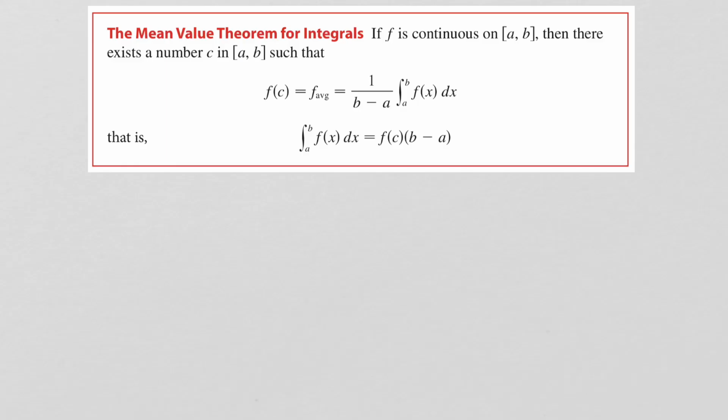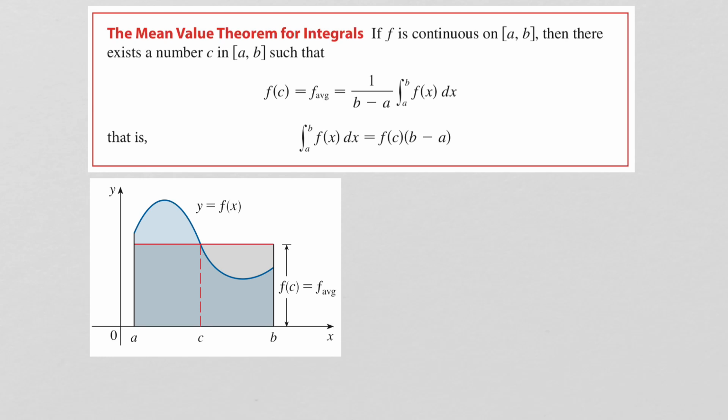Next, we have the mean value theorem for integrals. So we already know that if we have a continuous function, we can find the average value of that function by doing 1 divided by b minus a times the integral from a to b of that function. The point now is that that average value has a value of c on the x-axis corresponding to it.